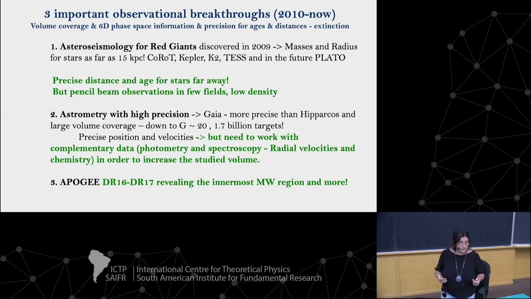So Gaia is more precise than Hipparcos, as we'll see in a while, covers a very big volume, goes down to magnitude 20, and measures almost 2 billion stars. So it's a difference. In the seismic missions, we are talking about thousands of stars. In Gaia, we're talking about billions of stars. And so this is also an amazing thing.